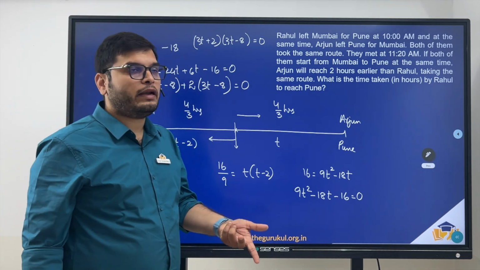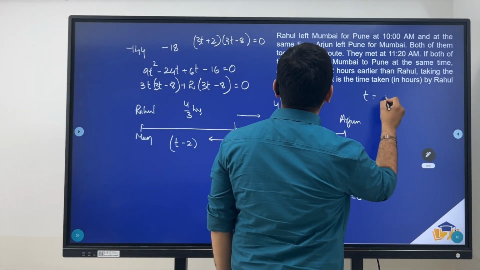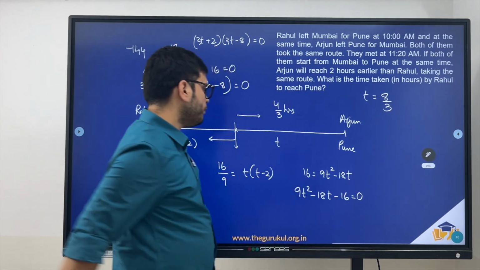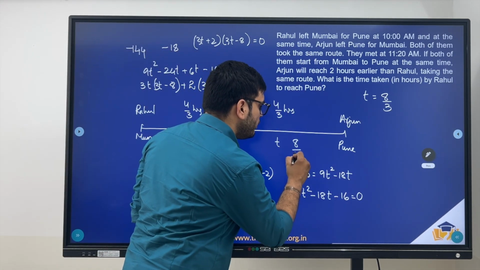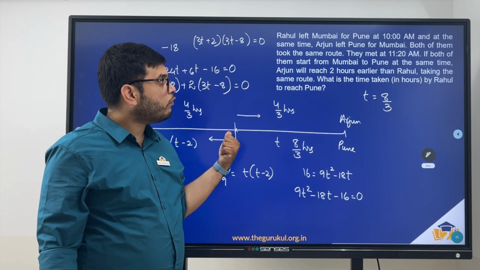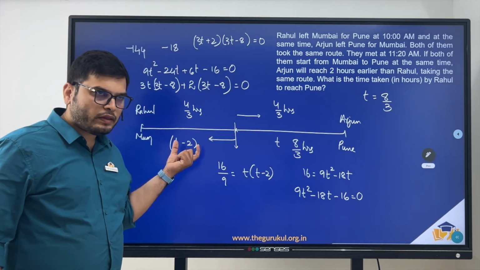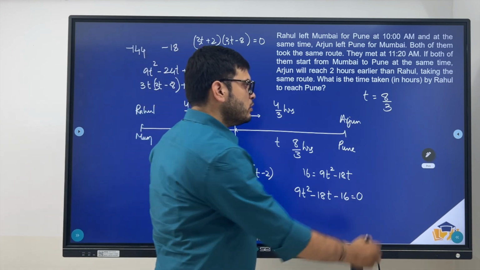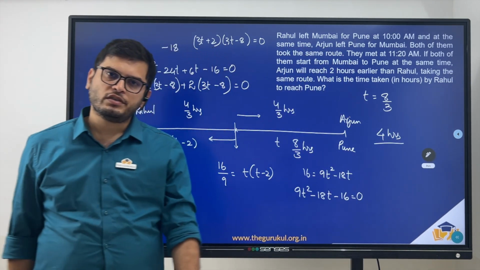Now t cannot be negative, right? So minus 2 by 3 is not possible. So t is equal to 8 by 3, right? So Rahul would have taken 8 by 3 hours to reach Pune from this point. But what was asked? What is the time taken by Rahul to reach Pune? So Rahul would be taking 4 by 3 hours plus 8 by 3 hours. So 12 by 3, which is nothing but 4 hours, should be the answer to this question.